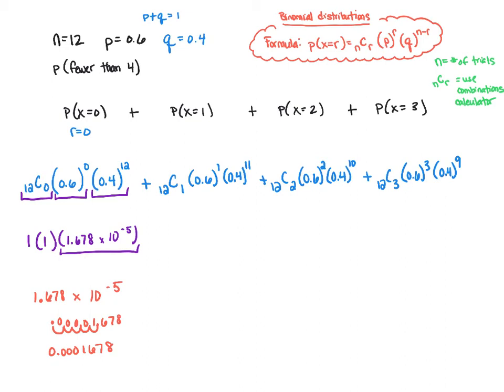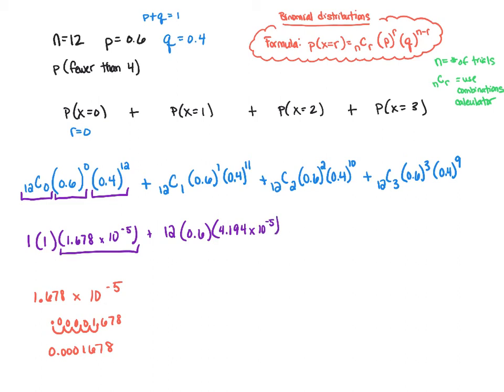I'm going to talk through the next one. So, again, using the combinations calculator, 12 combo 1, you get an actual result of 12. Then 0.6 to the first power, that's just going to be 0.6. 0.4 to the 11th power is going to be another scientific number, 194, and that's times 10 to the negative 5th.